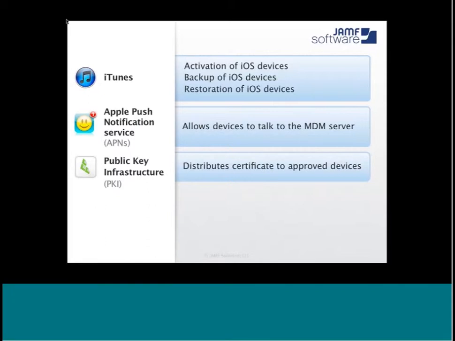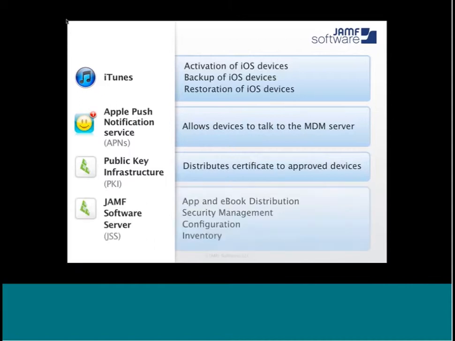Now we use public key infrastructure, or PKI. This is how we establish trust so that the specific iOS device that you're managing can trust all the communication and all the messages that it receives from your management server. And this is where the JSS fills that role of the management server, allowing you to do all those key functionalities of MDM, including app and ebook distribution, security management, configuration, and inventory.